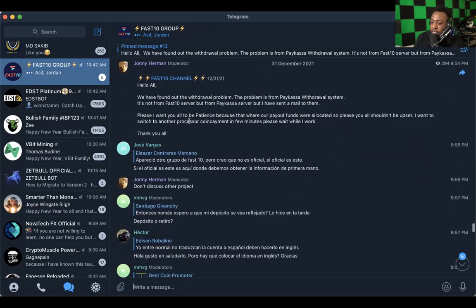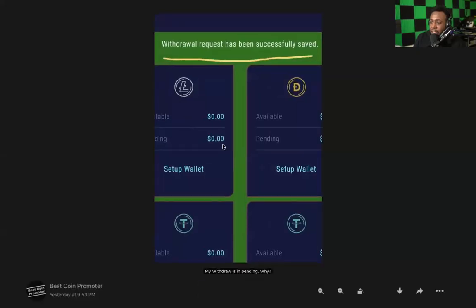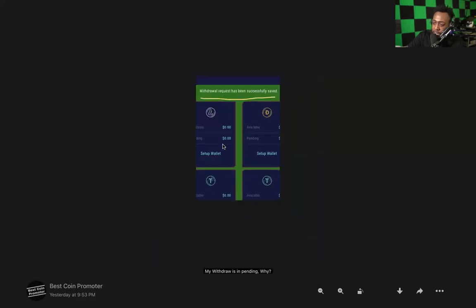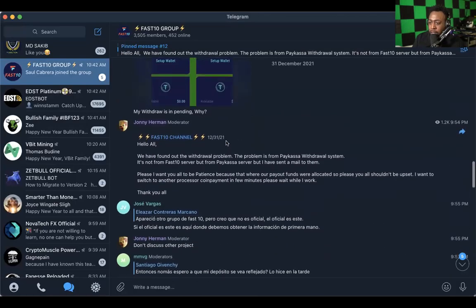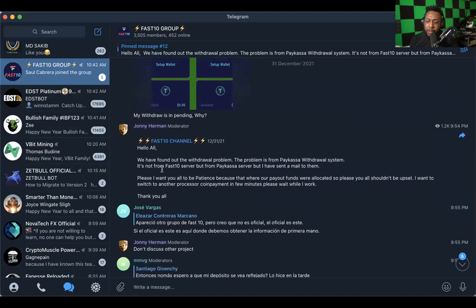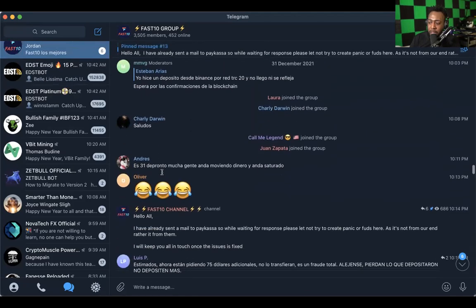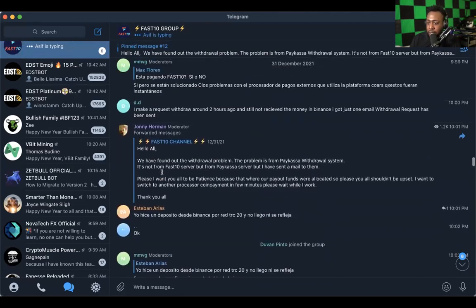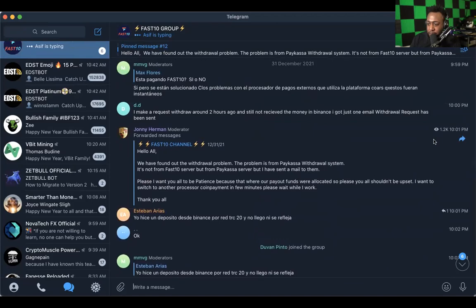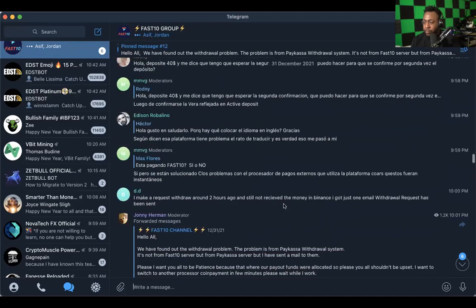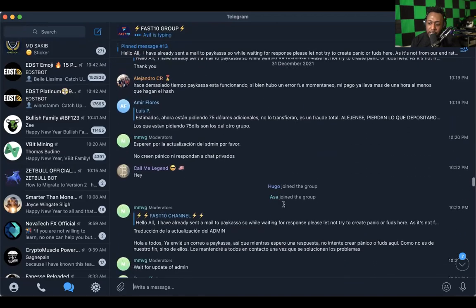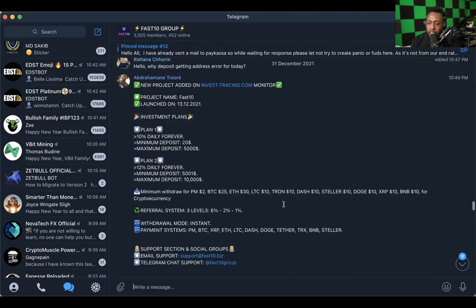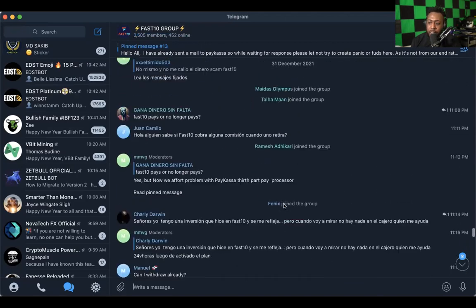Because they were keeping us updated. Of course, you can see right here, this is what it looks like when something gets saved. It'll go green or something like that. And then it says, hello, all. We have found the... Oh, no, that's still the same message. So they were still updating. That was at 10 p.m. on the 31st yesterday. All right, so let's keep moving.